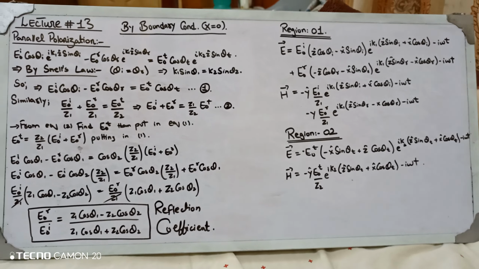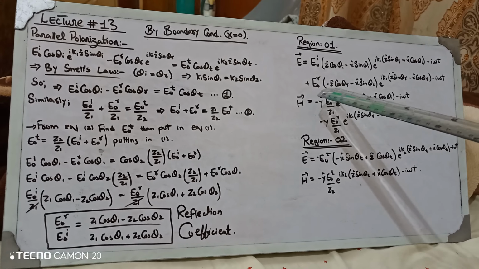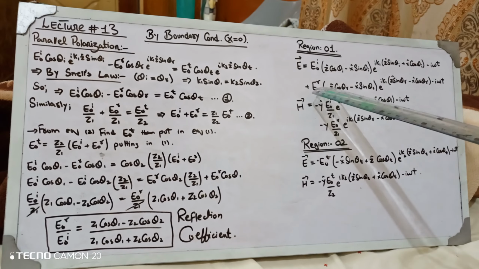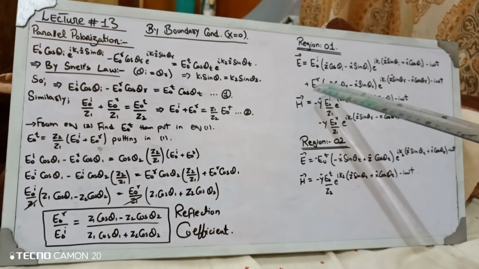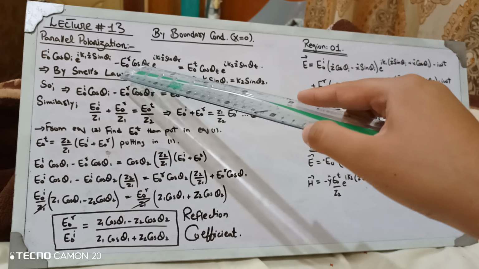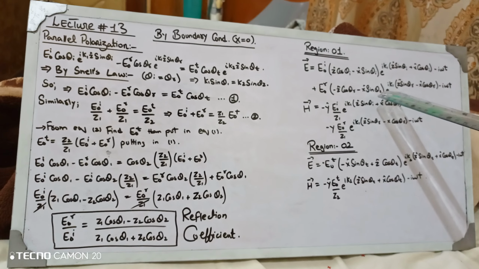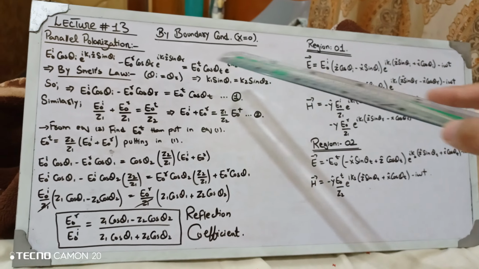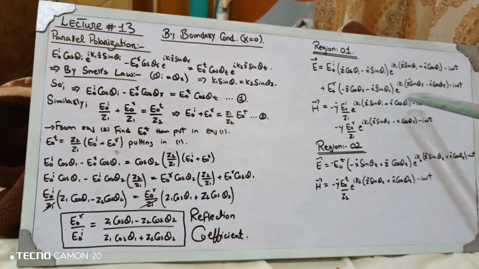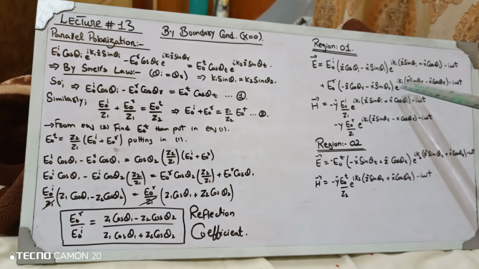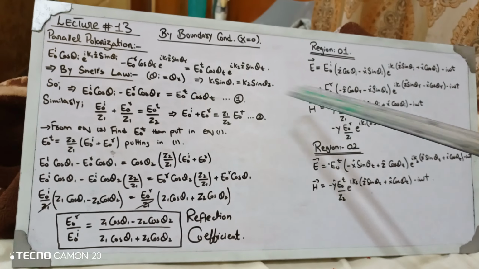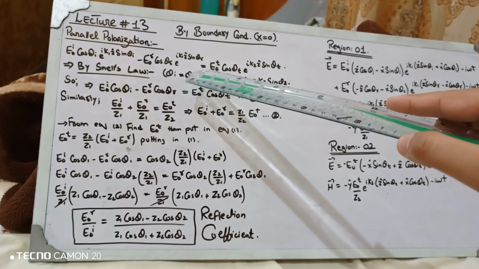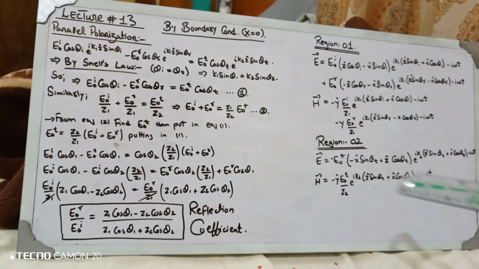Similarly, in this term the x component becomes 0, so you will only be left with E naught r. The minus comes outside, so it becomes minus E naught r. Z cancels, cos theta r. And again exponential iota k1, and the x terms go to 0, you will only be left with z sine theta r. This equals the second region, which is the transmitted part.